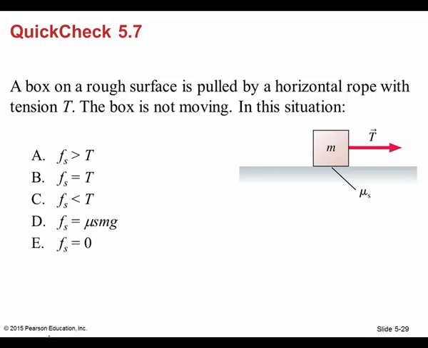Now, a box on a rough surface is pulled by a horizontal rope with a tension T. The box is not moving. In this situation, it has to be what? Well, needless to say, because it's not moving, the tension force has to be equal to or less than the static frictional force, all right?